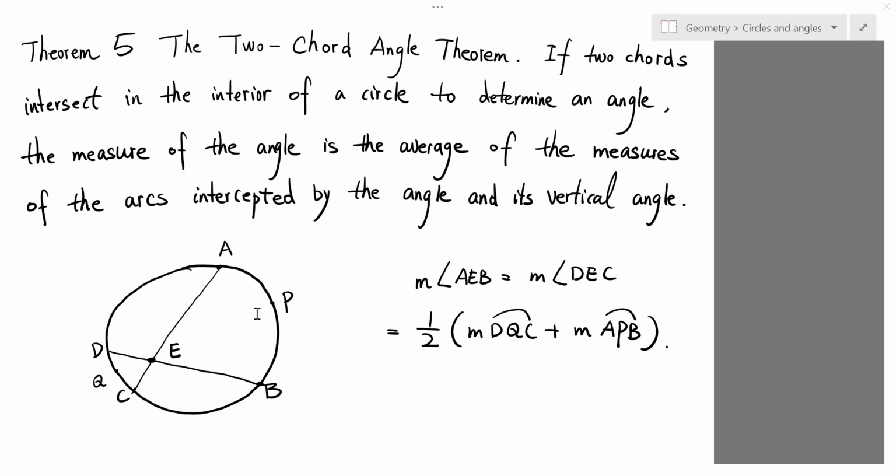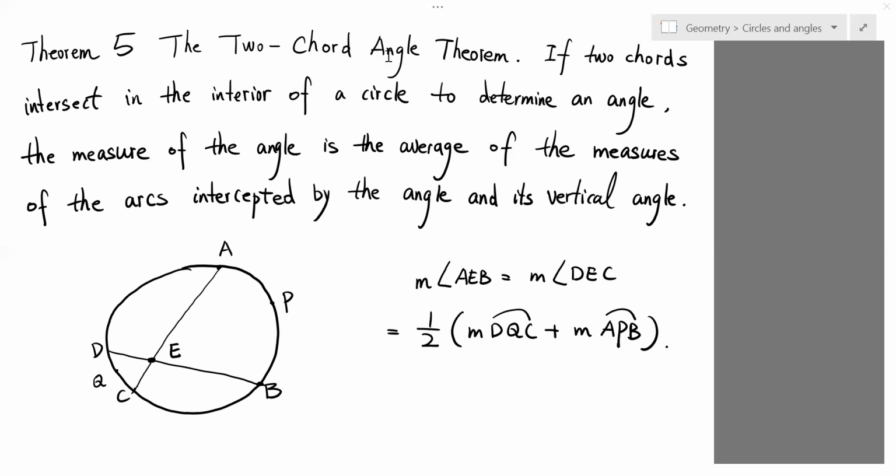So let's look at the following figure to see what this theorem is talking about. For instance, the chord AC and the chord BD intersect at the point E, which is a point in the circle. On the other hand, we observe that the angle AEB is intercepting the arc APB, while the angle DEC is intercepting the arc DQC.